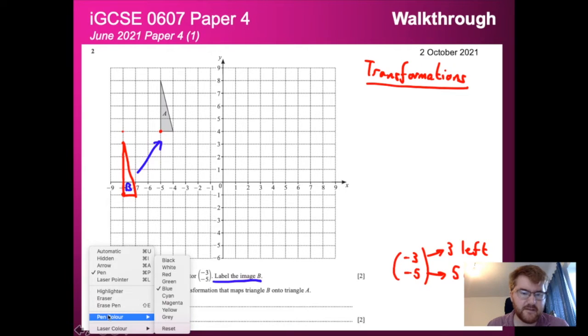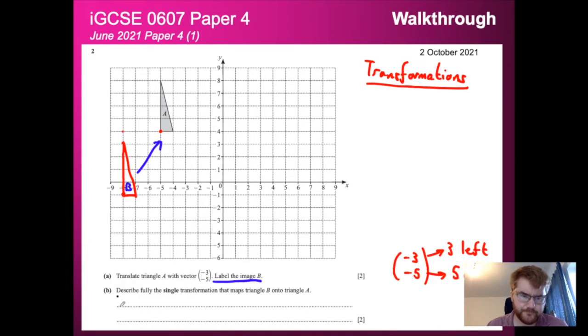Well, let's have a think. It's still going to be a translation. So we're just moving the shape, and now we need to state what the vector is. Well, notice if we go back, we're essentially going to go 1, 2, 3 to the right, and 1, 2, 3, 4, 5 upwards.